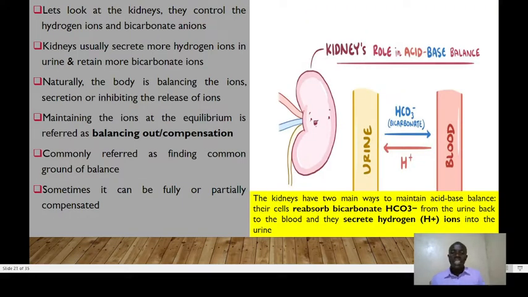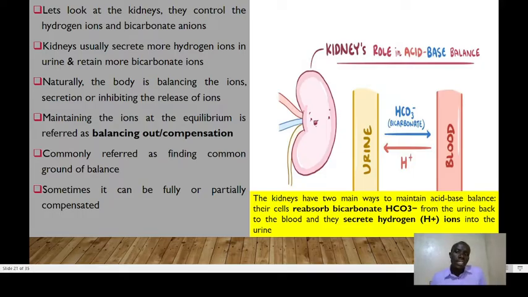So let's look at the kidneys. So they control the hydrogen and the bicarb ions. Remember, the kidneys have two main ways in which they can contribute or support the acid-base balance. First, they can help by their cells reabsorbing more bicarbonate from the urine back to the blood, and they also secrete more hydrogen ions to the urine. So those are the key roles that they do play.